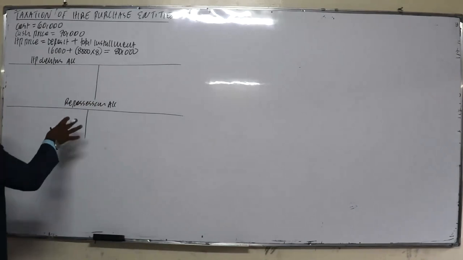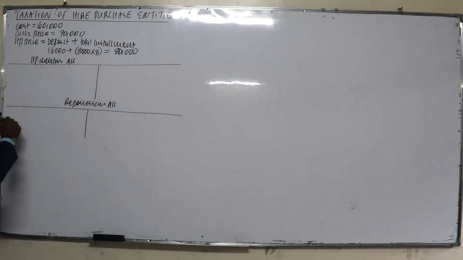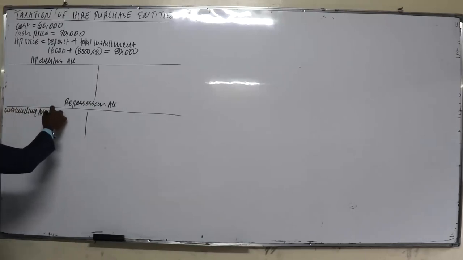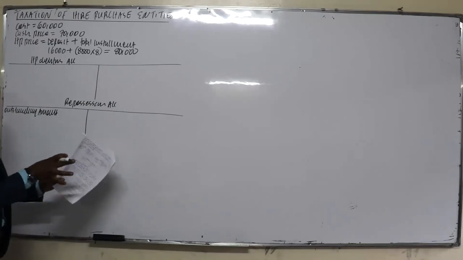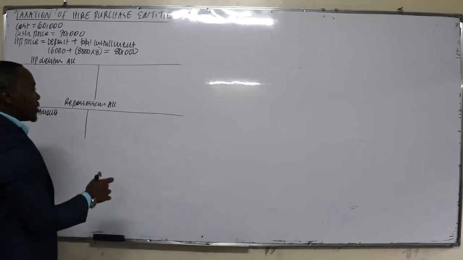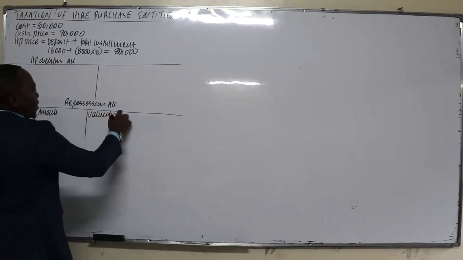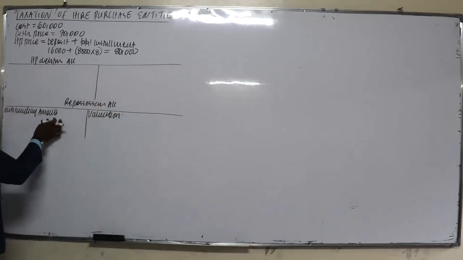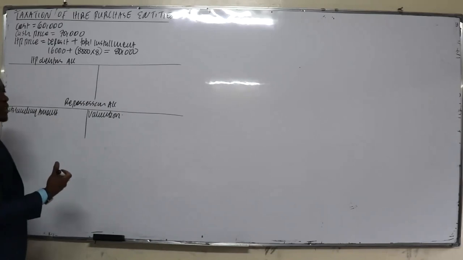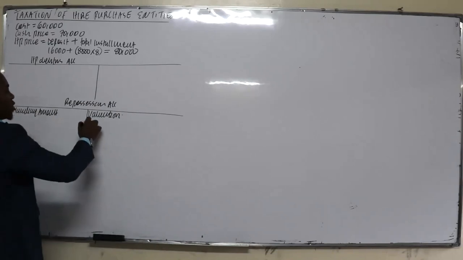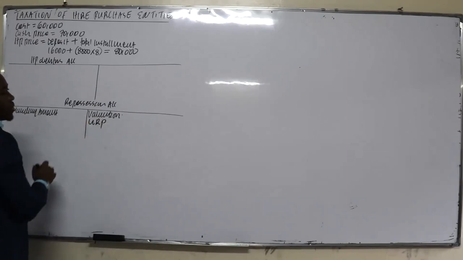You see that for the repossession account, I have given you the format. You'll take the outstanding amount or the balance. Then you take this item back to the stock at a valuation. Then of this outstanding amount, there is a profit you expected to receive. But now since you have repossessed, you won't receive it. So you make a provision for the unrealized profit.